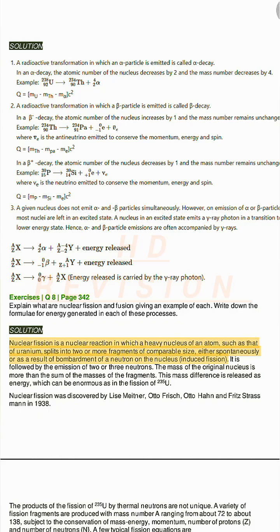Solution. Nuclear fission is a nuclear reaction in which a heavy nucleus of an atom, such as that of uranium, splits into two or more fragments of comparable size, either spontaneously or as a result of bombardment of a neutron on the nucleus, called induced fission. It is followed by the emission of 2 or 3 neutrons. The mass of the original nucleus is more than the sum of the masses of the fragments. This mass difference is released as energy, which can be enormous as in the fission of 235U.